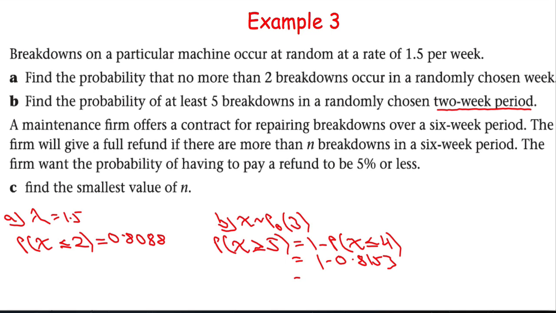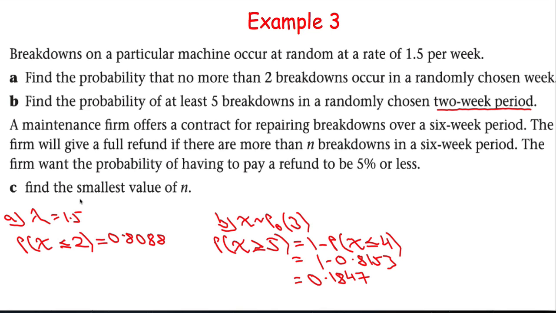0.8153. Bash that into your calculator and then you get an answer of 0.1847. Okay, the final part of the question. A maintenance firm offers a contract for repairing breakdowns over a 6-week period. The firm will give a full refund if there are no more than n breakdowns in a 6-week period. The firm wants the probability of having to pay a refund to be 5% or less.